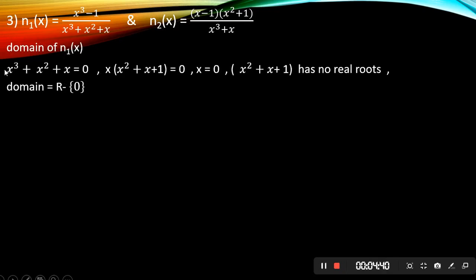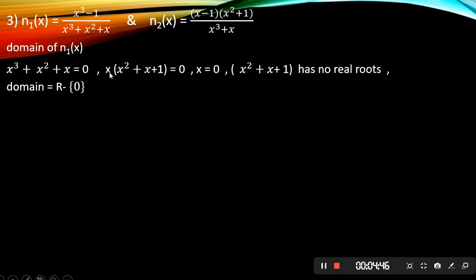Let's go to example 3. n1(x) = (x^3 - 1)/(x^3 + x^2 + x), and n2(x) = (x - 1)(x^2 + 1)/(x^3 + x). First, I will find the domain of the first function. I will take the denominator, x^3 + x^2 + x = 0.